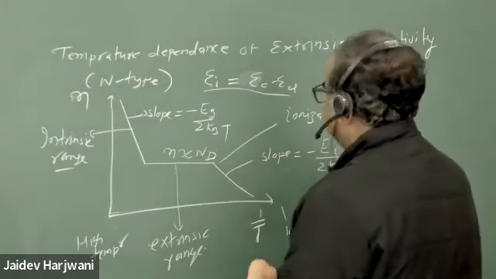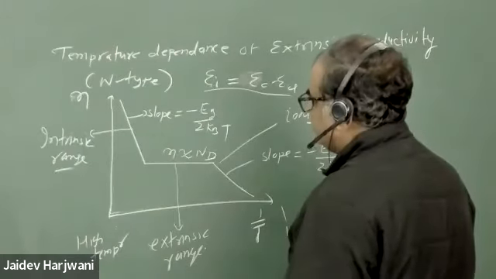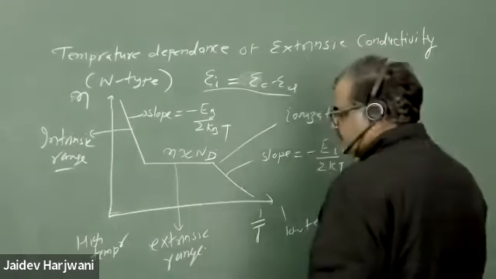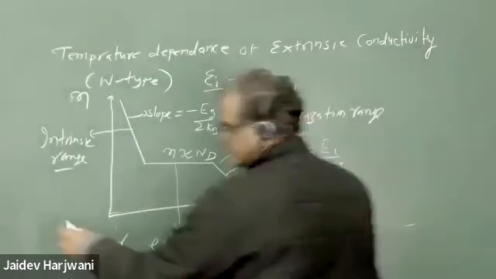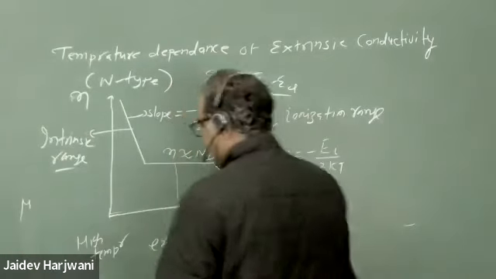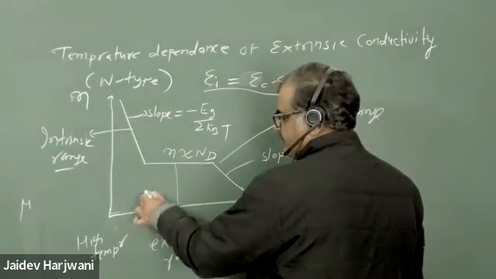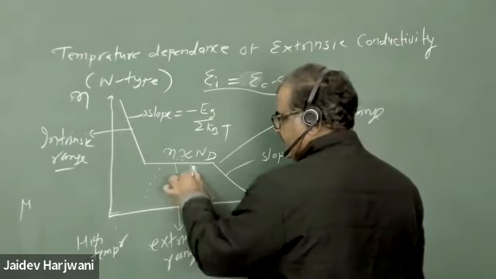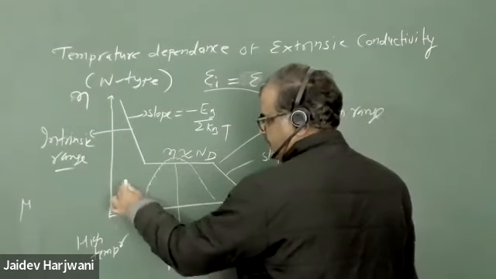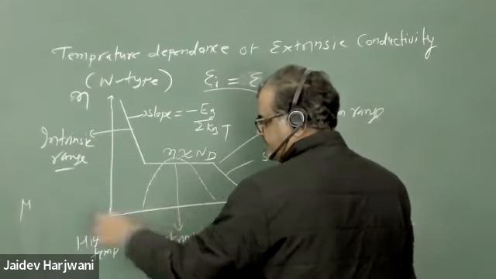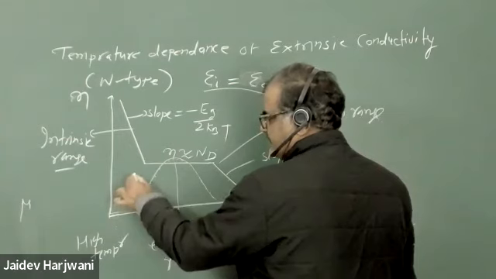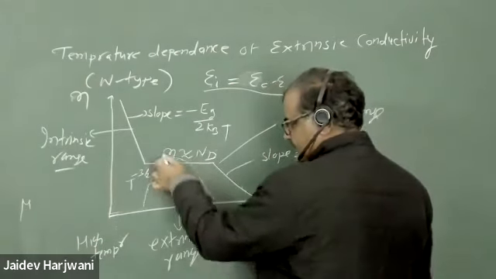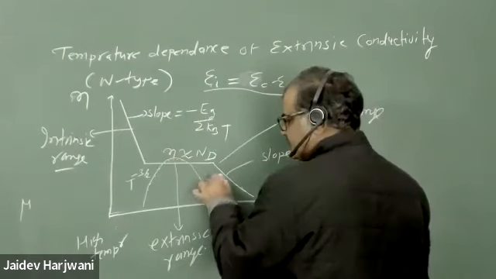So this is your carrier concentration. Now what happens to conductivity? Conductivity has a mobility factor also, and I already told you how mobility varies. At high temperature, your mobility decreases with temperature as T power minus 3 by 2, and at low temperature it is T power 3 by 2.